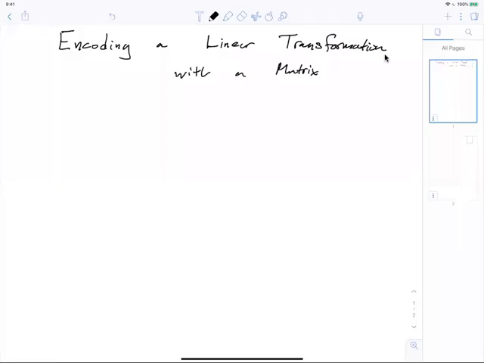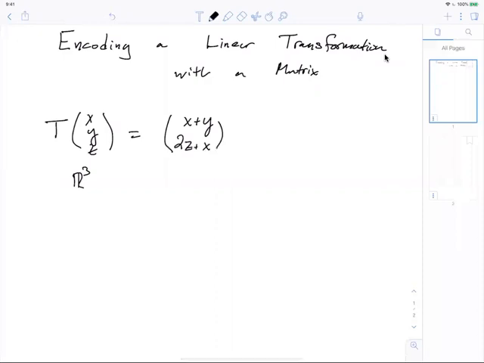Okay, so we're just gonna have a quick video on how to encode a linear transformation with a matrix. There are two ways to do this. One way is just to strip off the coefficients. For example, if we take a transformation that goes from R3, because we have 3 inputs, to R2, it might have a formula that looks like that.